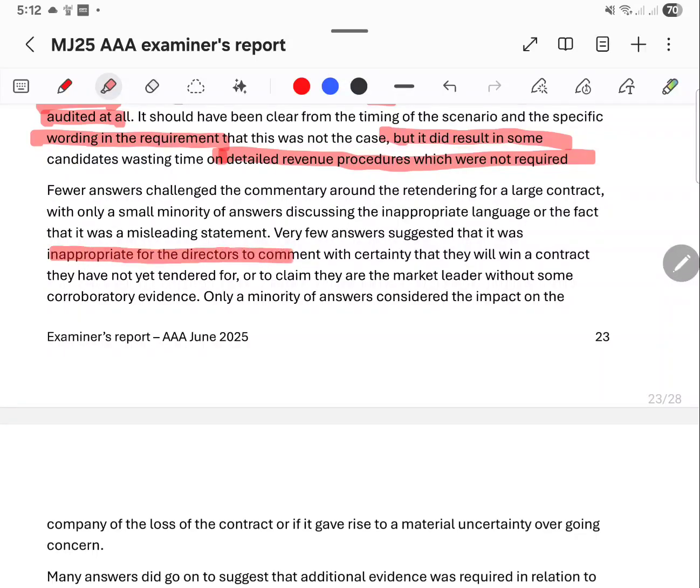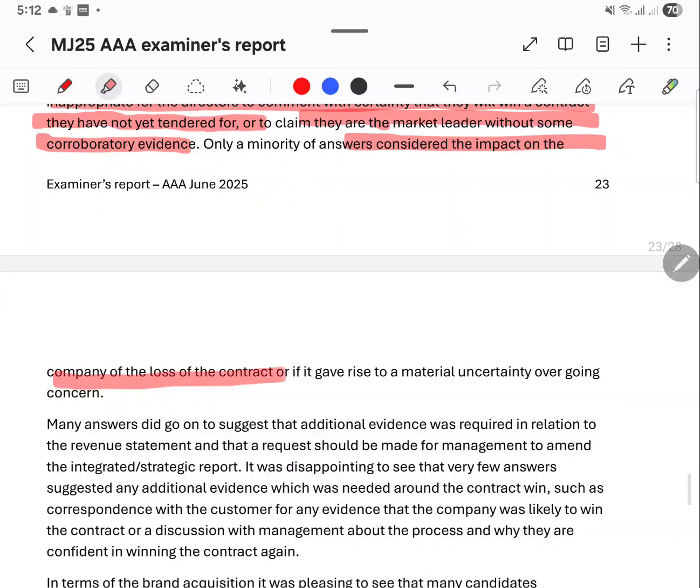It is inappropriate for the directors to comment with certainty that they will win a contract they have not yet tendered for, or to claim they are the market leader without some corroboratory evidence. Only a minority of answers considered the impact on the company of the loss of the contract if it gave rise to a material uncertainty over going concern.